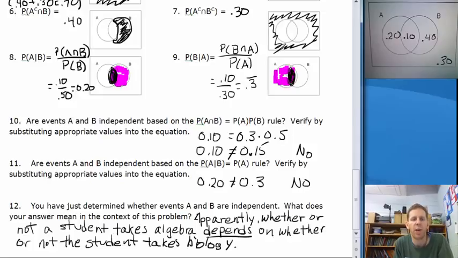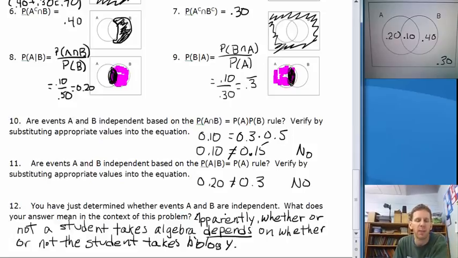We said the events are not independent. Not independent is like a double negative. Not independent means it is dependent. So if a student takes algebra, it depends on whether or not they take biology as well. So the two probabilities are related to each other.